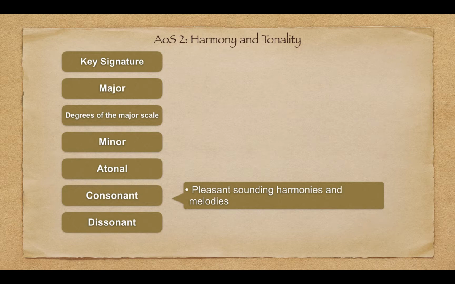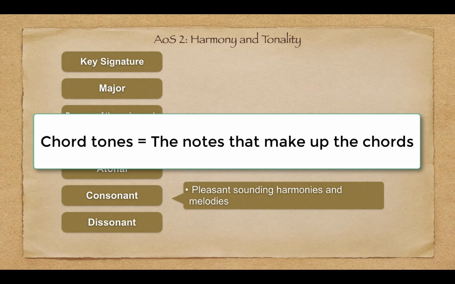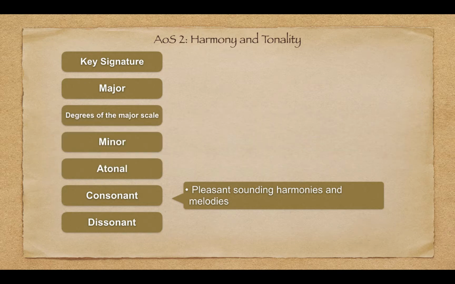Consonant. Consonant simply means that the harmony and melody notes sound pleasant. Generally speaking, diatonic harmony is consonant. The following example of an oboe playing a melody accompanied by piano could be described as being consonant. Notice how there are no sharps or flats, only notes from the key signature are being used. The same applies to the melody, and the melody is built using mostly chord tones. Those are the notes that make up the chord. The harmony in this example is diatonic.